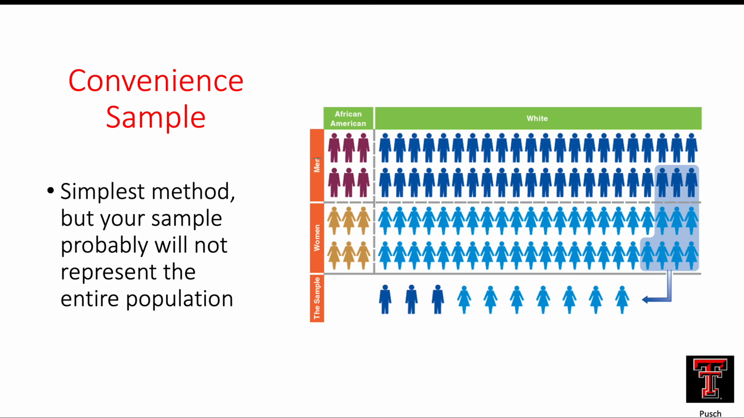Okay, so here's a little depiction of what a convenience sample looks like. Here we have different demographics, African American and white, men and women. If we're just picking whoever's available, we only get a small subset of the population. So it's not representative because we actually don't have any African American men or women in the sample. So again, it's probably going to be pretty biased when you do a convenience sample, but sometimes that's the best that you have.